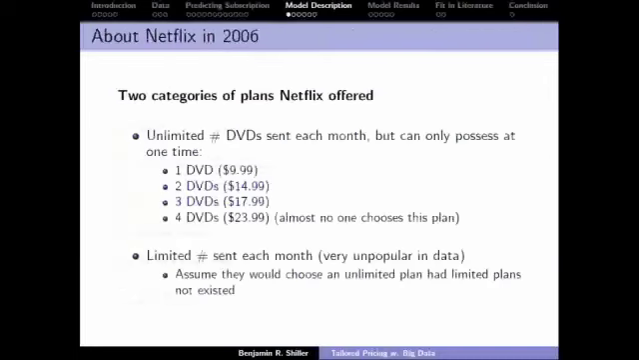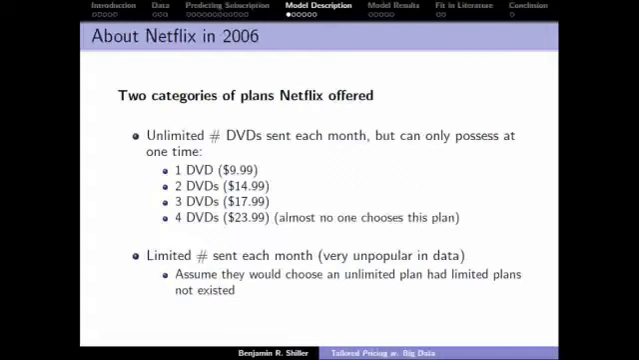Okay, so let me explain the structural model that I use. So let me start by explaining behavior. There are a number of different tiers of Netflix that one could subscribe to. There are a couple of limited plans where there's a limit both on the number of DVDs you have at a time and the number that you can receive each month. These were pretty unpopular. So I assumed that anyone who purchased one of these would have subscribed to one of the unlimited plans, which places no limit on the number that they'll send to you each month. It just places a limit on how many DVDs you can have at one time.